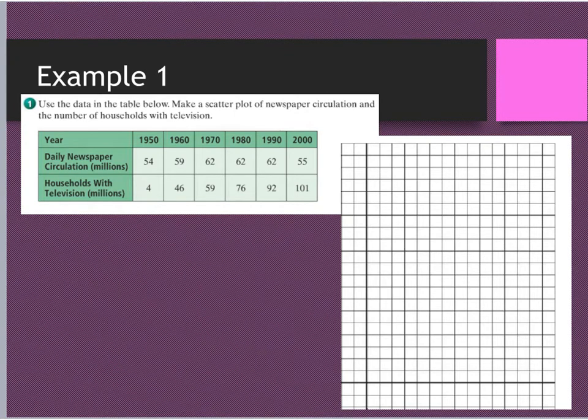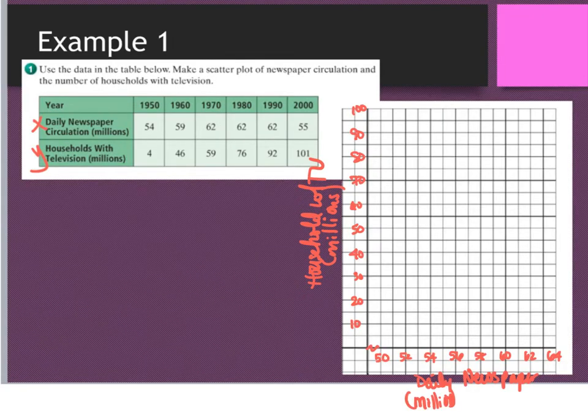So for example 1, it says to make a scatter plot of newspaper circulation and the number of households with television. The first thing I'm going to do is identify that the daily newspaper circulation, which is in millions, is my x, and my y then is going to be the households with television. Again, notice that's in millions. So I just went through real quick and labeled my x and y axis. Now, one thing I do want to point out when you're making your own graph, try to expand your x and y axis as far up as possible, because this will make your graph much more readable.